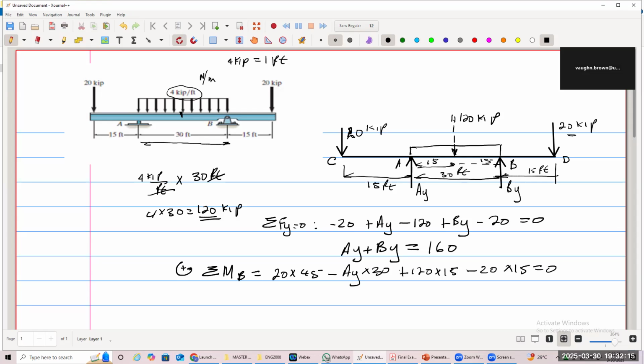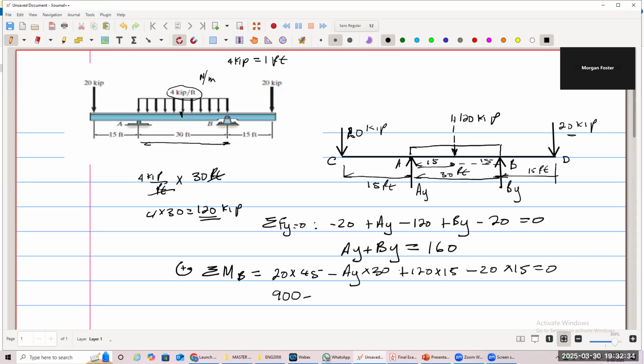Calculate those out for me, please. Somebody have their calculator ready. So the first one, what is the value of the first one? Please have your calculator out because you'll be working with me. So that's 900, right? Yes, sir.